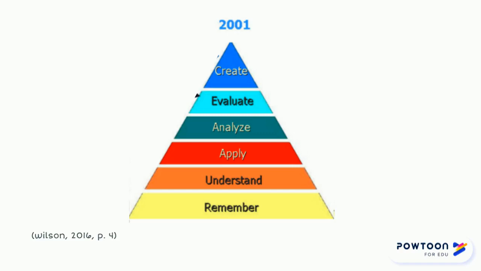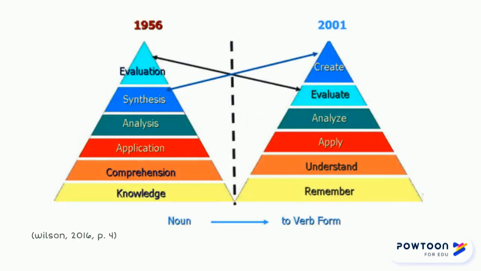Like the original version, the revised version has 6 categories. However, they're a little different. They are remember, understand, apply, analyze, evaluate, and create. There's also a number of subcategories within these. So in the revised version, they renamed 3 of the categories and interchanged the order of 2. They've also changed the names so all of the categories are verbs.